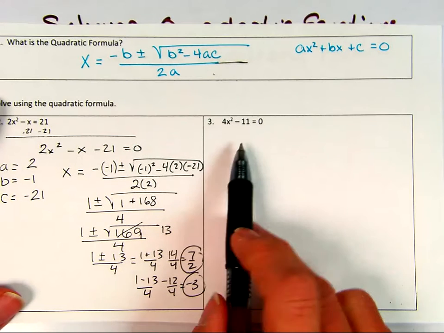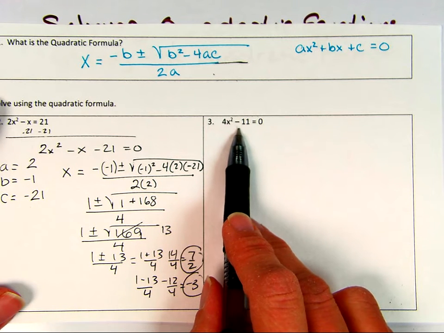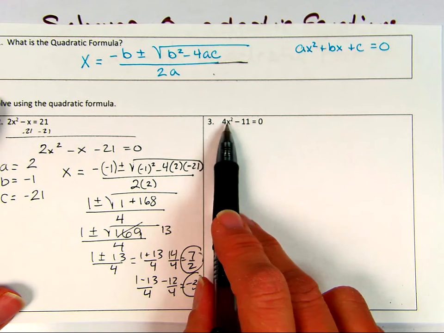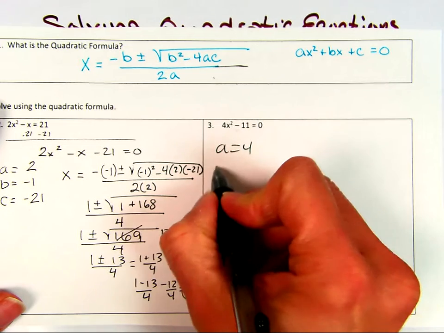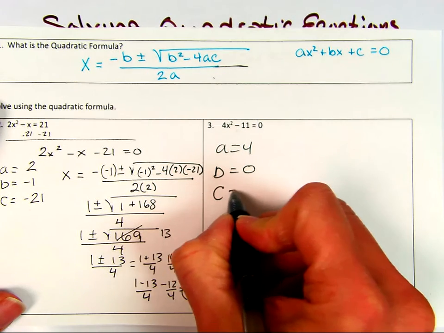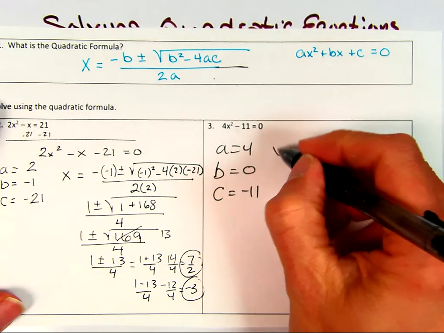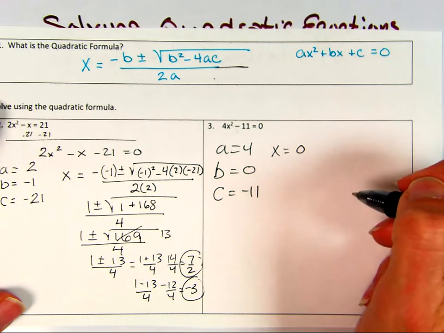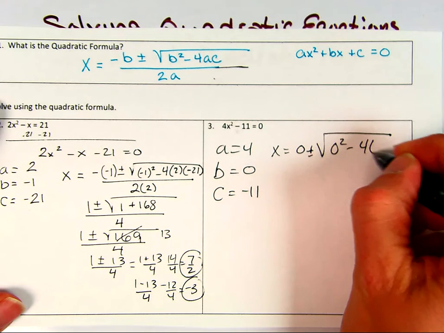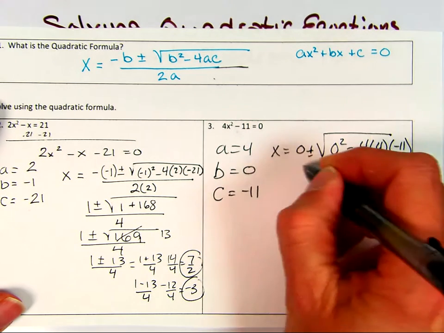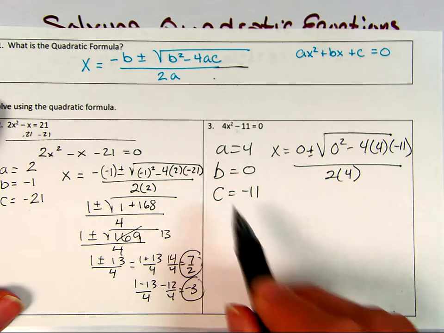Okay, this one is missing a linear term. That just means b is going to be 0. It's already in standard form, I can tell, because the x squared's first, then the 0, then the constant. So I know my a is 4, and my b is 0, and my c is negative 11. When b is not there, it's 0. X equals negative b, there's no negative of 0, plus or minus the square root of b squared minus 4ac all over 2a. So I'm just plugging the a, b, and c into my formula.